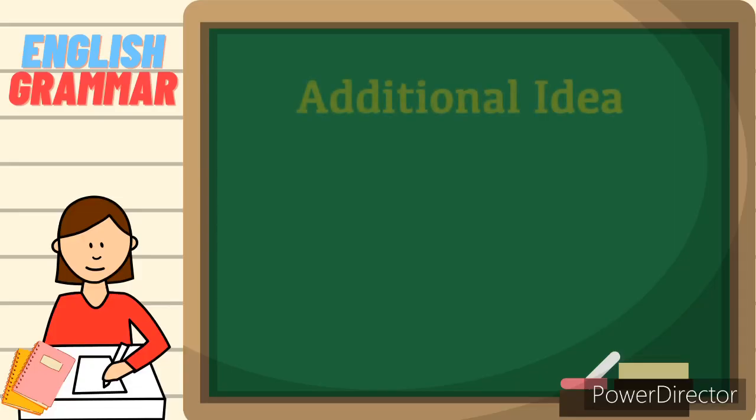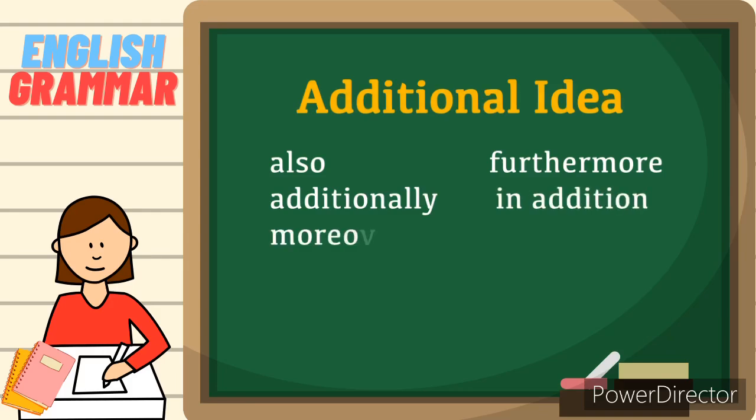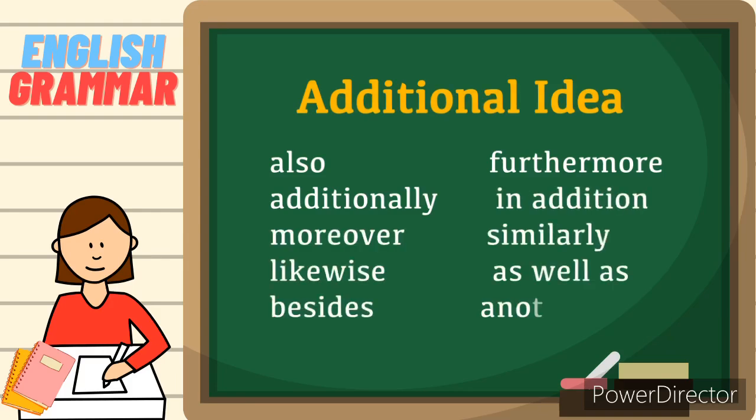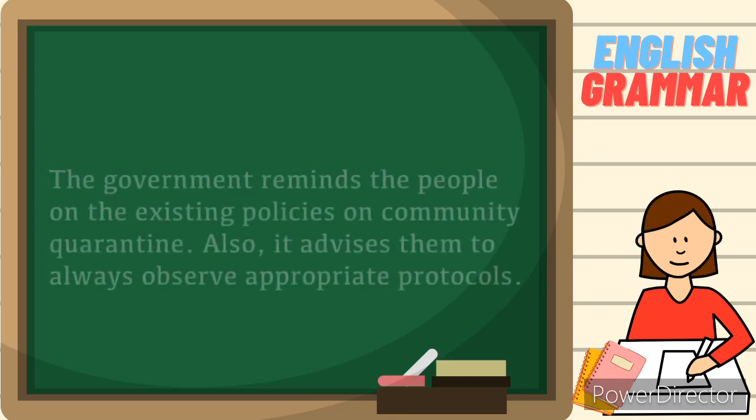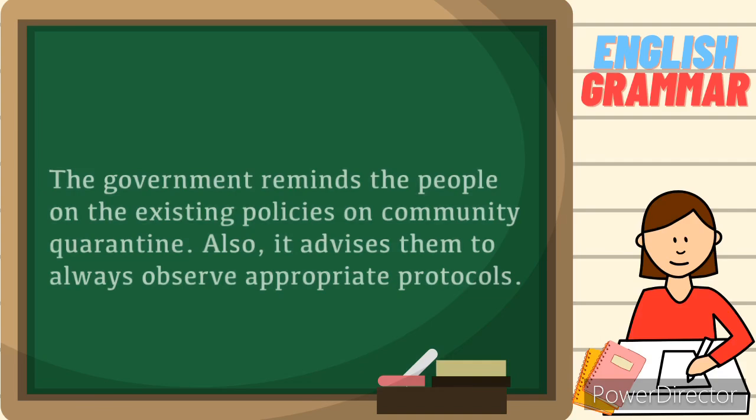To introduce an additional idea, we may use these transition signals. Also, furthermore, additionally, in addition, moreover, similarly, likewise, as well as, besides, another, too. For example, the government reminds the people on the existing policies on community quarantine. Also, it advises them to always observe appropriate protocols.